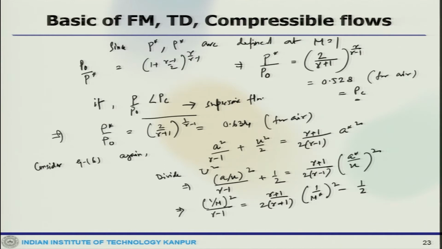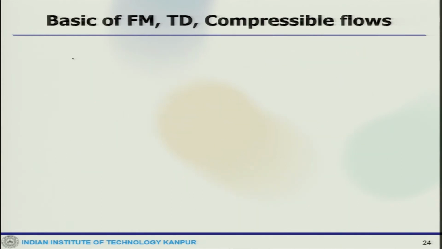So, this gives a fantastic relationship between M and M star. So, this M square equals 2 by gamma plus 1 by M star square minus gamma minus 1. So, this is a relationship that you get between M and M star.